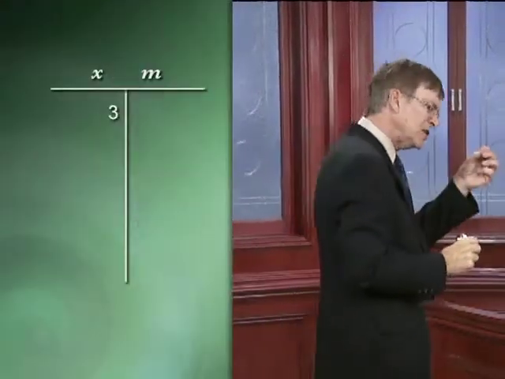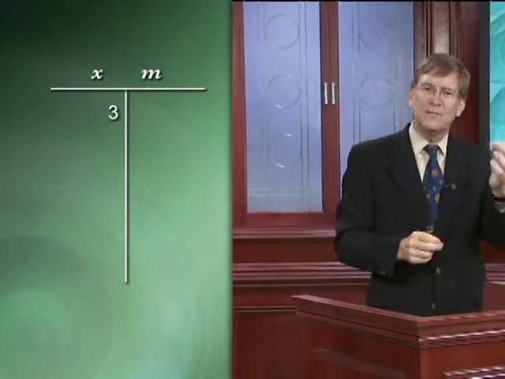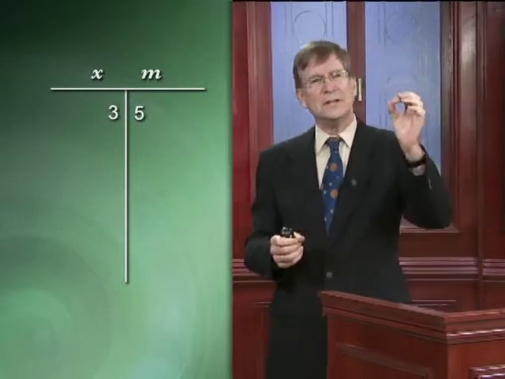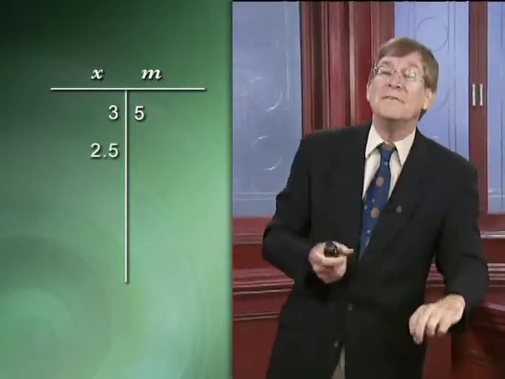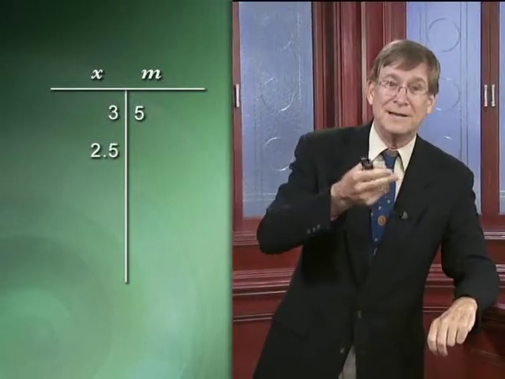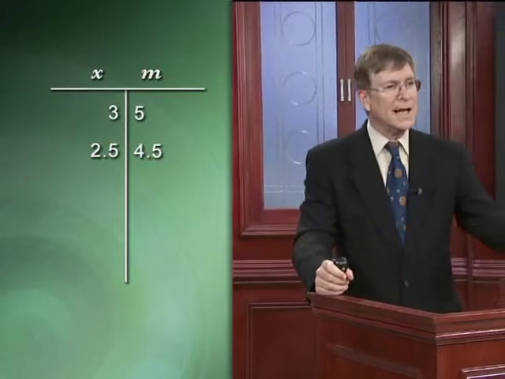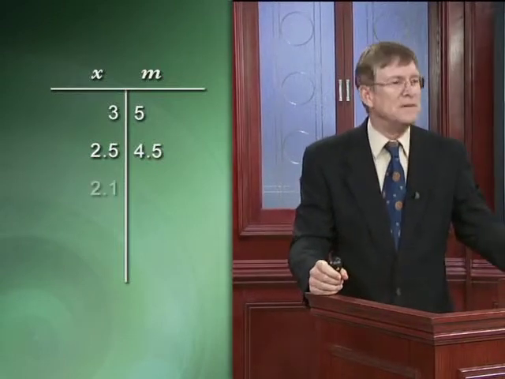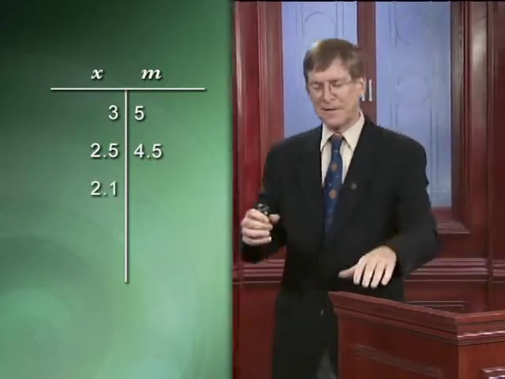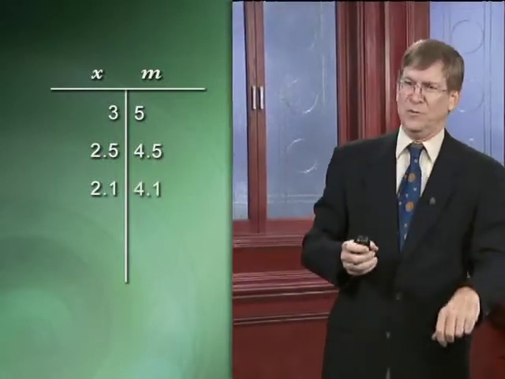For instance, when x is 3, we just did that, the slope turned out to be 5, didn't it, in that equation for slope? Well, if I take x to be 2.5, now I'm closer to P, aren't I? I'm getting closer and closer. The slope turns out to be 4.5 in that formula. Let me get even closer. How about if x is 2.1? Well, the slope now is 4.1.